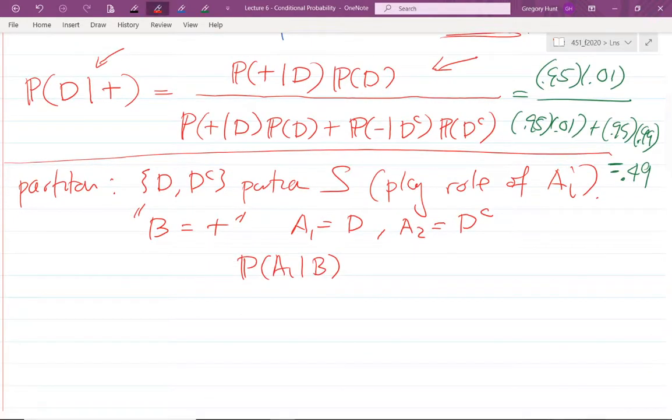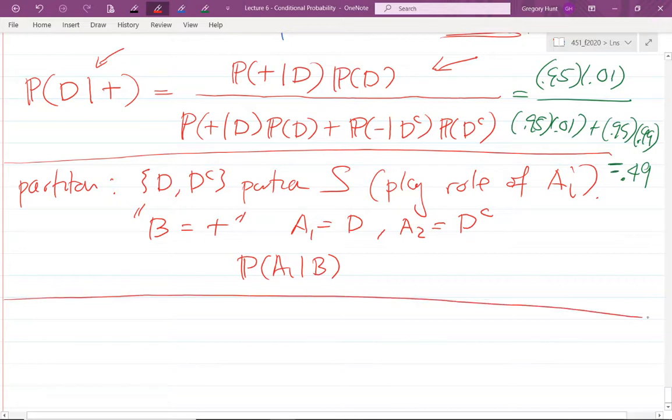Okay, so we'll stop there. That's our lecture on conditional probability. And next time we're going to talk about independence, as I promised, which is the follow-on topic for conditional probability.